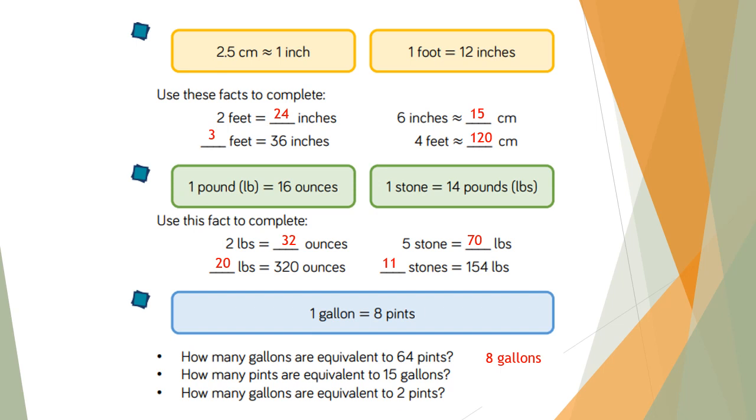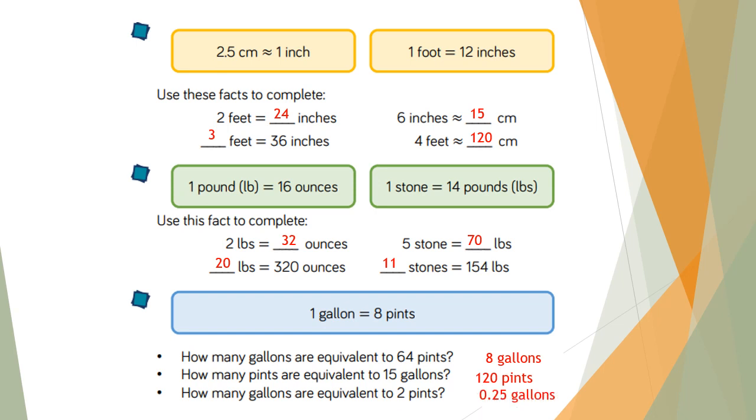How many pints are equivalent to 15 gallons? So, to get from 1 gallon to 15 gallons, what do we have to times it by? That's right, we times it by 15. So, we do the same with our 8 pints, times it by 15. And if you want to times by 15 mentally, it's a good idea to split the 15 into 2 parts. Partition the number into 10 and 5. 8 times 10, 80. 8 times 5, 40. 80 plus 40, 120.